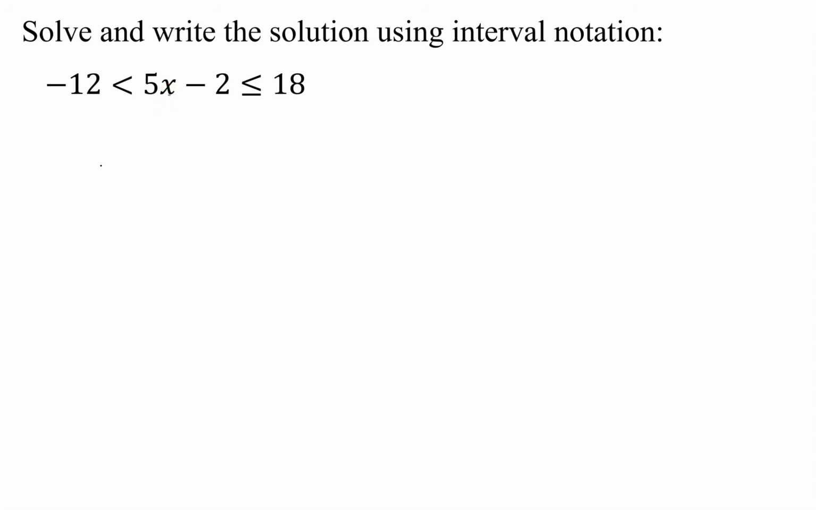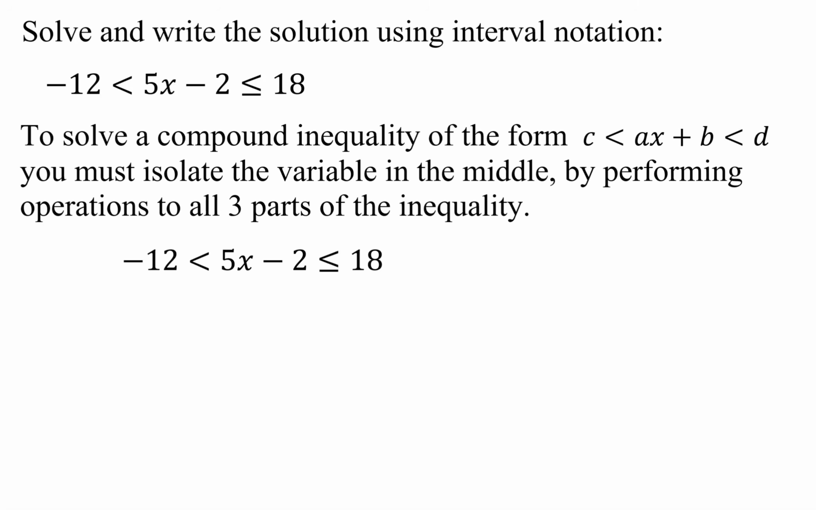There's two different ways to solve these inequalities. One is to break it down into this inequality and this inequality, solve each of them independently, and then put them back together again. However, there is a quicker method for solving this type of compound inequality. And here it is. To solve a compound inequality of the form that we have here, you must isolate the variable in the middle by performing operations on all three parts of the inequality.